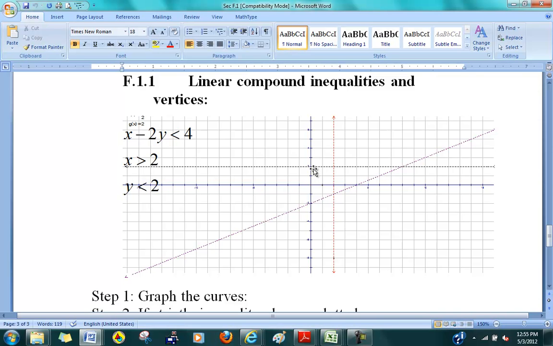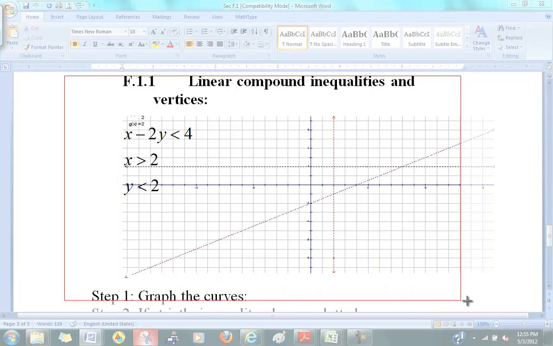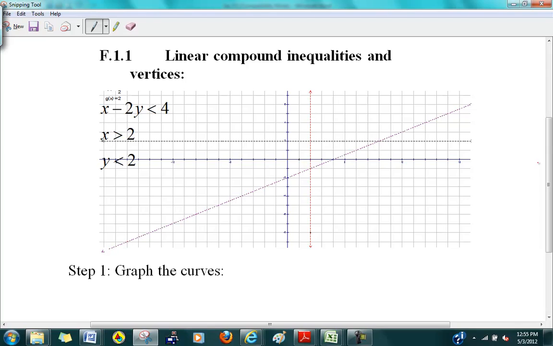The first thing you want to do is graph the lines, which I've already done. I've already graphed the lines. I would encourage you to use colors.